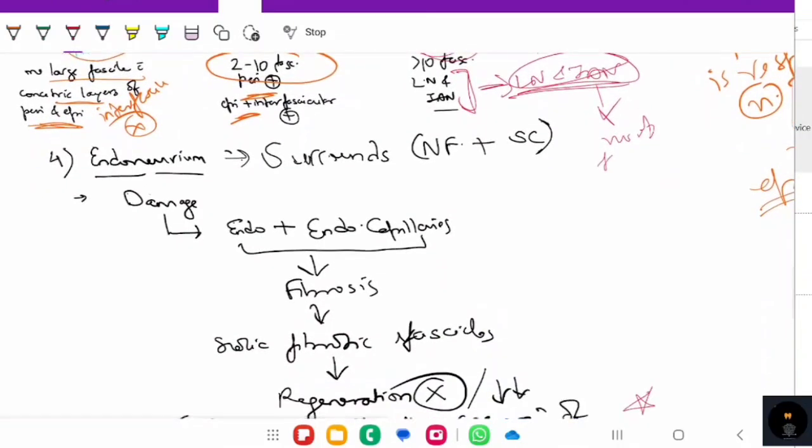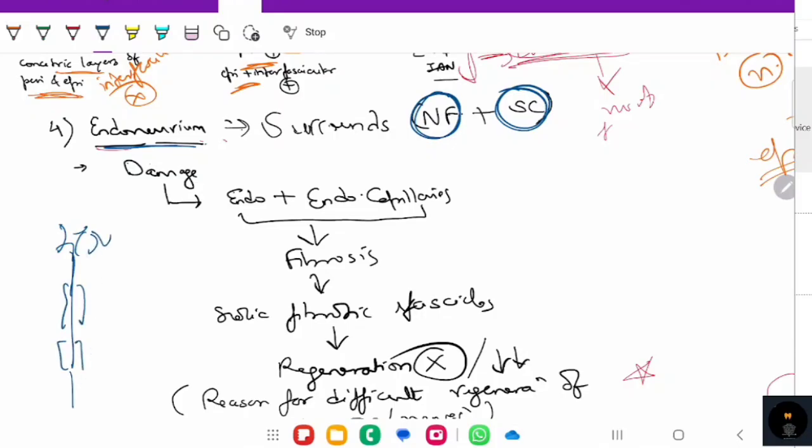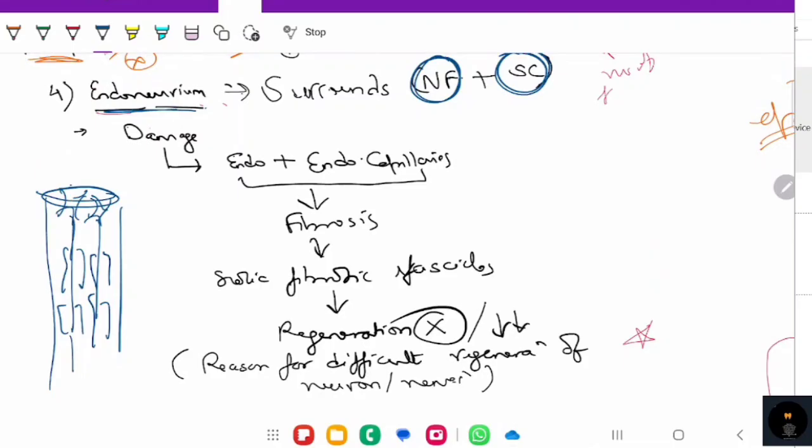And last but not the least, we have the endoneurium, which surrounds individual nerve fiber and Schwann cells. So you will be having nerves. This will be your Schwann cell. Let's say make it one more. And there will be a single endoneurium surrounding them. Something like that. So endoneurium's clinical application we'll discuss.